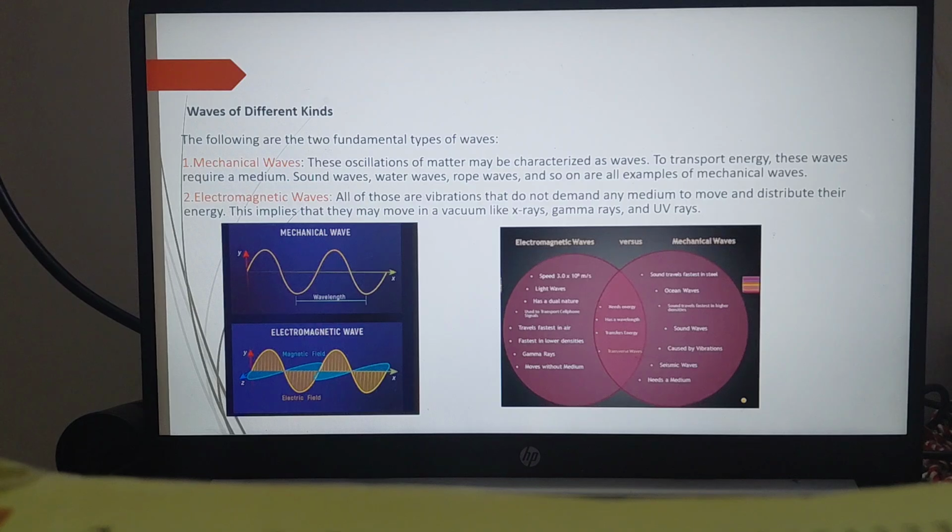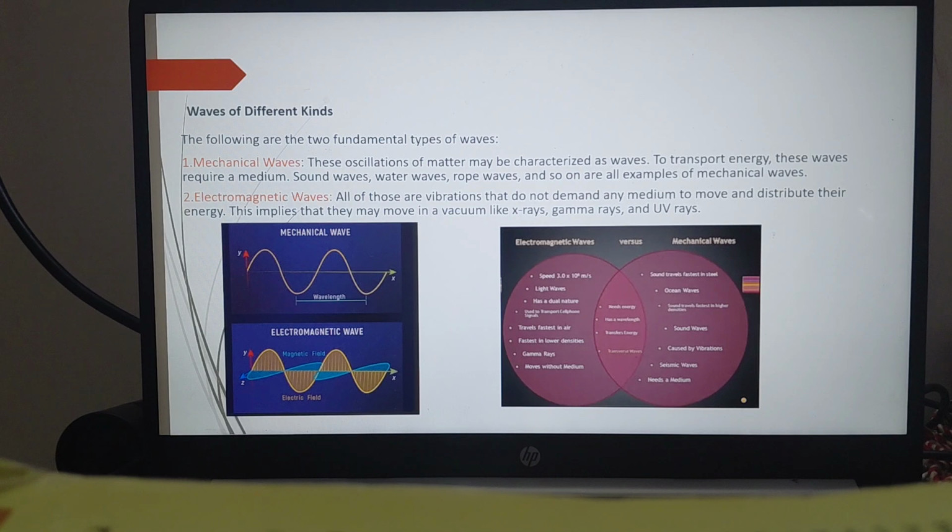So what are mechanical waves? Mechanical waves are characterized by the transport of energy from one place to another, and they need a medium. The waves are like sound waves, water waves, rope waves, etc. So what is a medium here? The waves which travel by using a medium are known as mechanical waves.